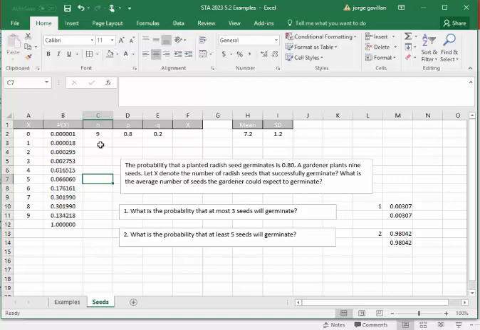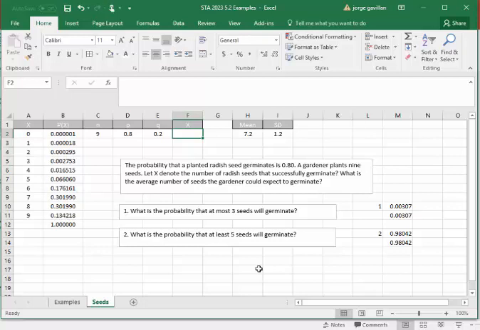The pieces of information that I would need would be the number of trials, the probability of success, the probability of failure, and then I don't have a value there because I built the entire probability distribution, and so I wouldn't need that. And so I have 2 questions here, and the first one is, what is the probability that at most 3 seeds will germinate? When I say at most 3 seeds will germinate, that means that I'm looking at 0, 1, 2, and 3 seeds.